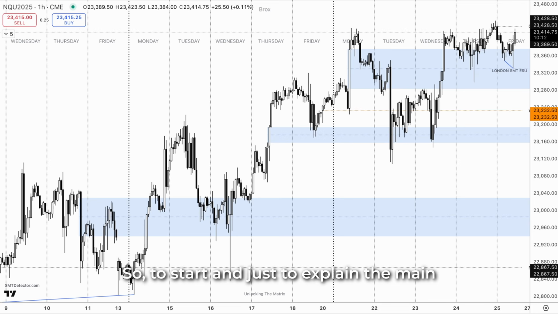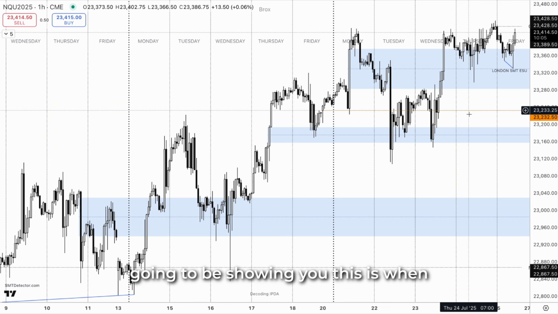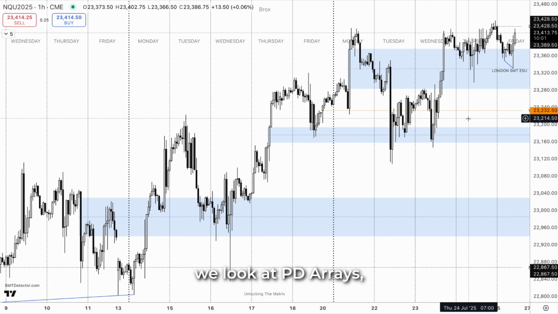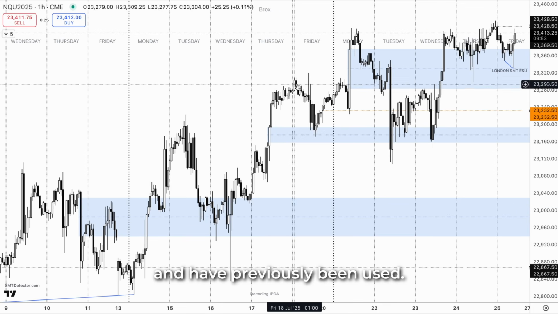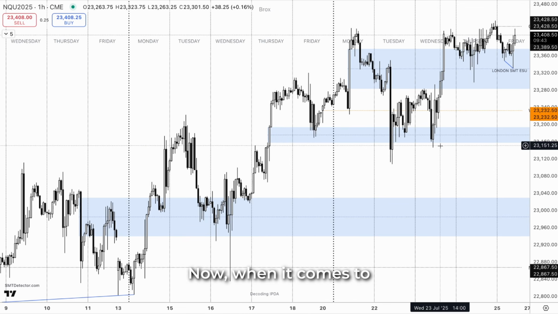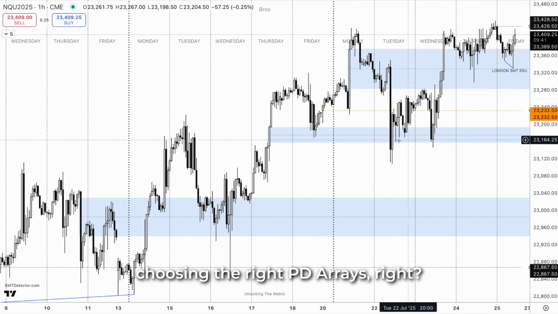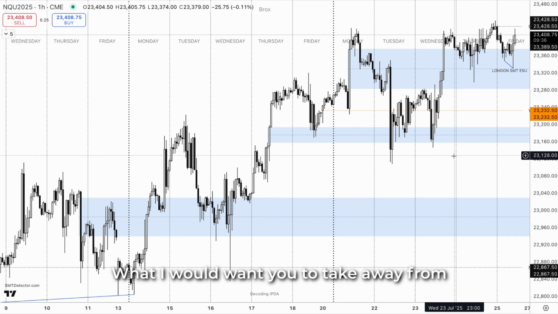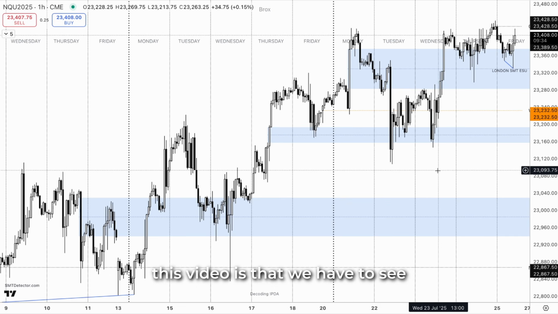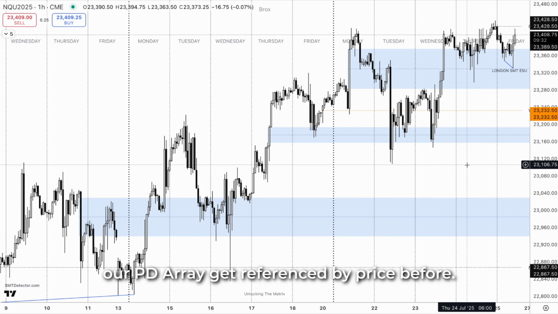So to start and just to explain the main premise of the way I'm going to be showing you this, when we look at PD arrays, I like to use PD arrays that have formed on the left side of the curve and have previously been used. Now, when it comes to choosing the right PD arrays, what I would want you to take away from this video is that we have to see our PD arrays get referenced by price before.